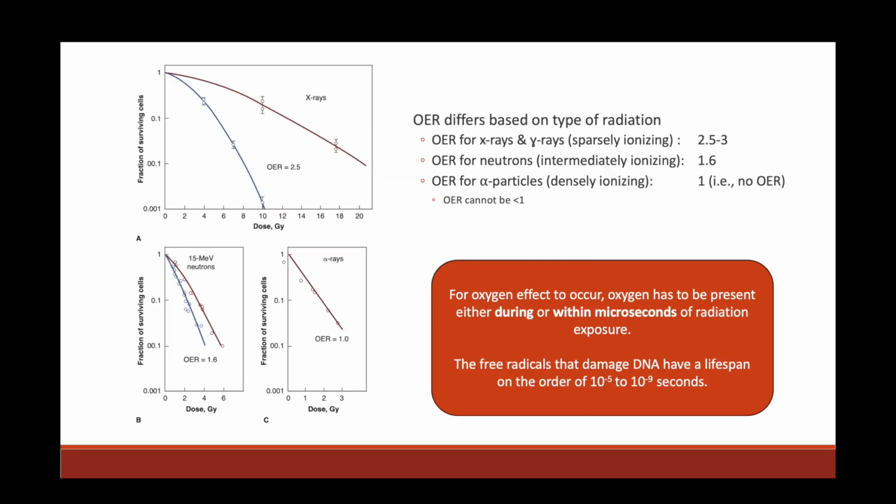The image shown in this slide here compares the survival curves for X-rays, neutrons, and alpha rays under hypoxic versus oxygenated conditions. And as you can see, with X-rays, the survival curve drastically changes with the addition of oxygen, so that is the blue curve. For neutrons, it's not as significant, and then for alpha rays, there's no change at all.